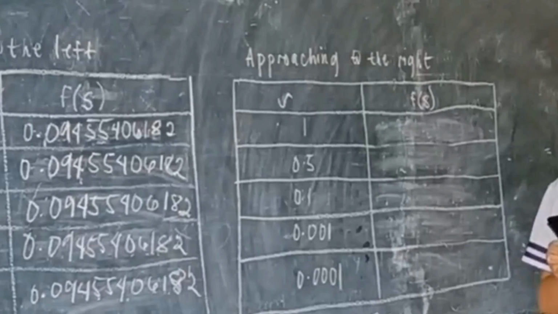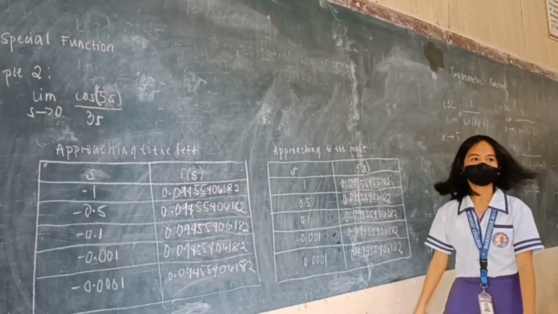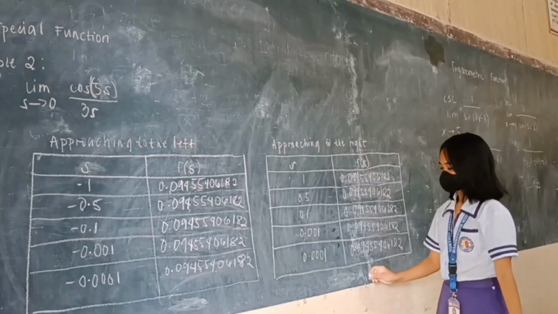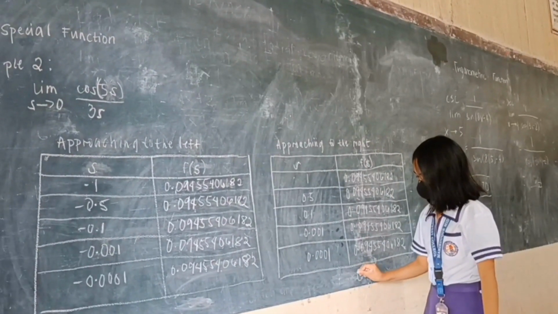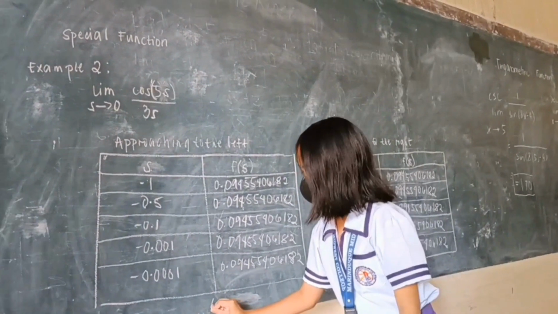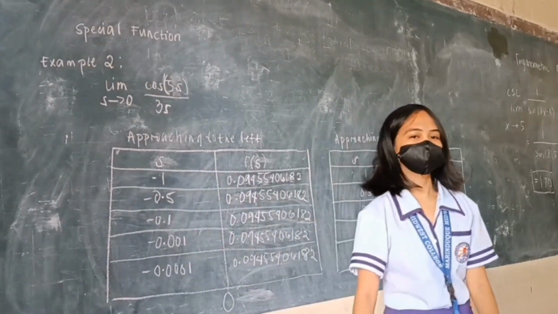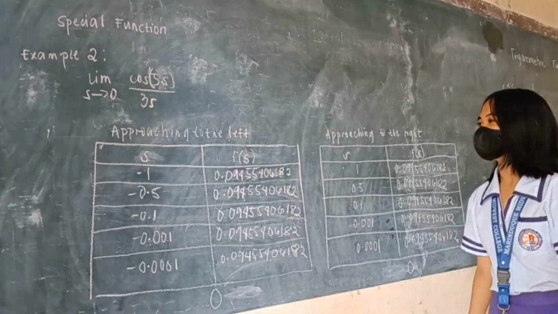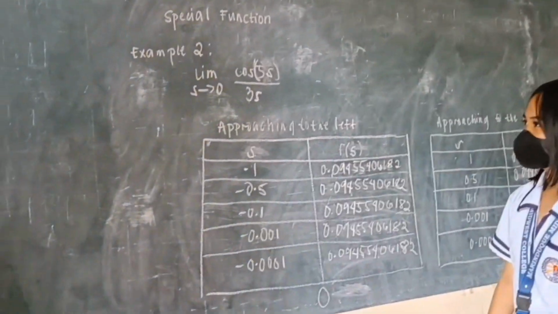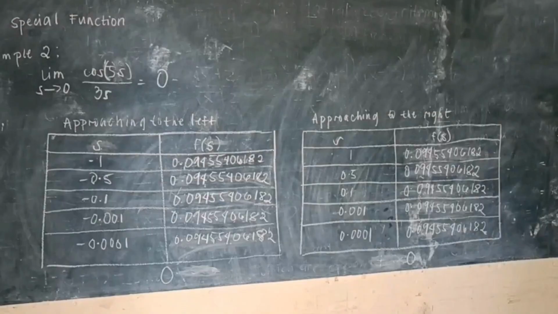Approaching to the right, 1, 0.5, 0.1, 0.001, and 0.0001. For the f of s, we have 0 all throughout, and also approaching left 0, approaching to the right 0. Then the limit function as s approaches 0 of cosine times 5s over 3s is equal to 0.